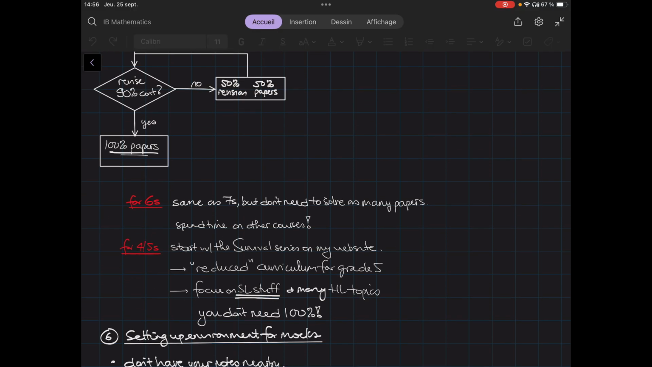For the 6s, you will be doing very similar work to the aspiring 7s, but you don't need to solve as many papers. If you have a pretty good idea of what you're doing, you should really spend time on other courses if you don't really like math. If you do enjoy math, then might as well go for a 7.